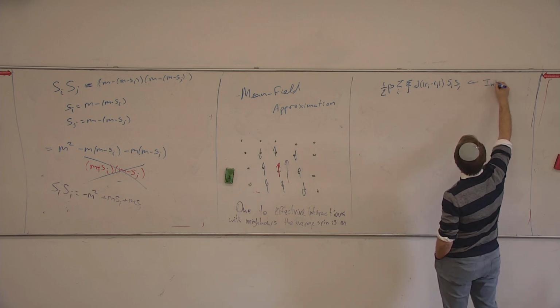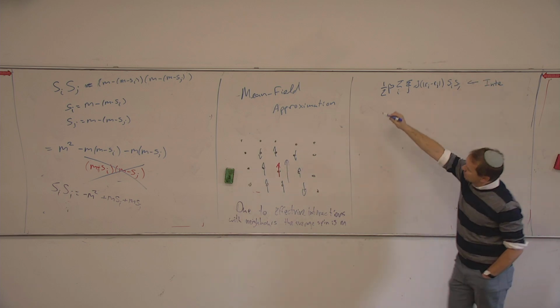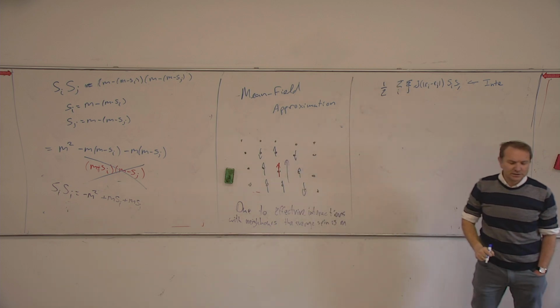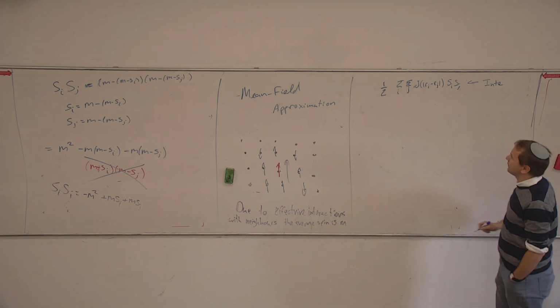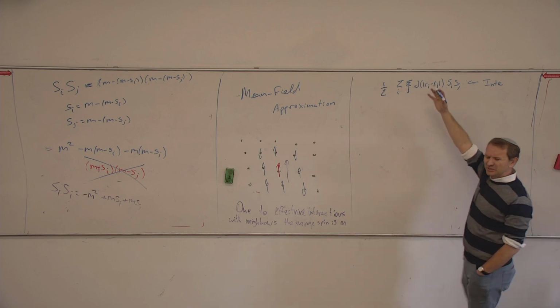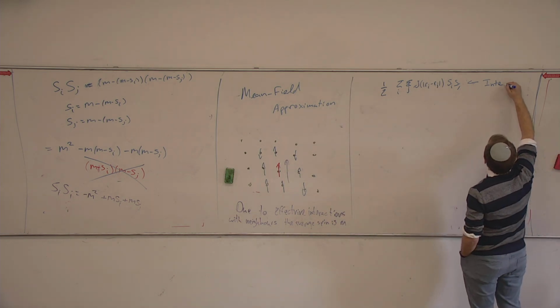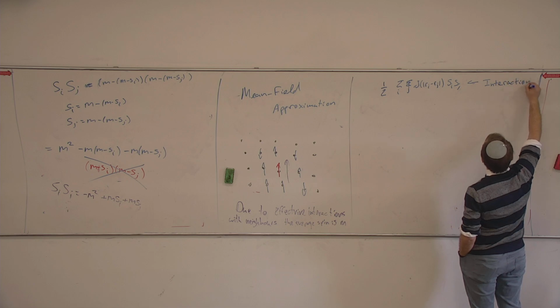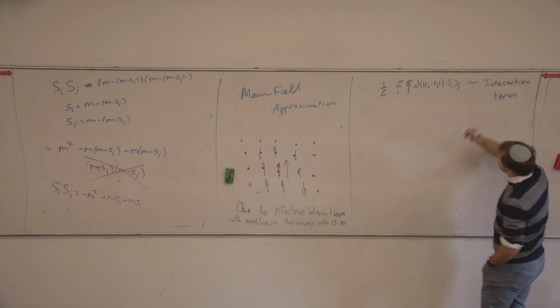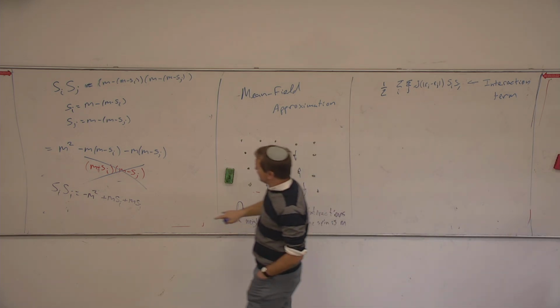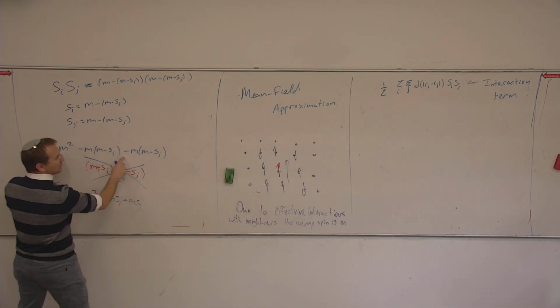Why beta? Because you don't like beta, let's forget about beta. I'll put it inside afterwards. So I'm already calculating whatever will stand in the partition function. Interaction term. Okay. Now, instead of Si multiplied by Sj, I have this expression.